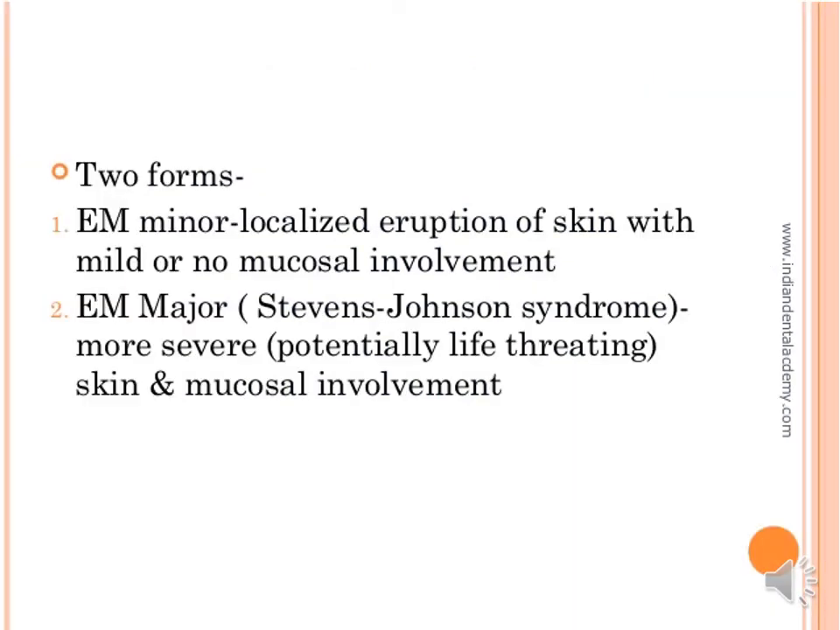There are two forms: erythema multiforme minor and erythema multiforme major. Erythema multiforme minor is a localized eruption of the skin with mild or no mucosal involvement. Erythema multiforme major, Stevens-Johnson syndrome, is more severe, with potentially life-threatening skin and mucosal involvement. So we have two forms, erythema multiforme minor and erythema multiforme major, which we call Stevens-Johnson syndrome.